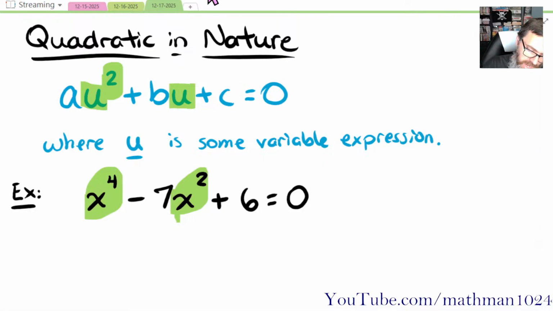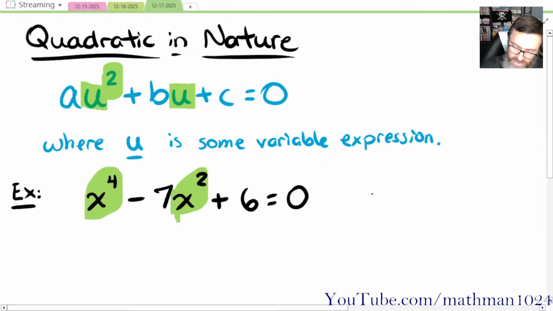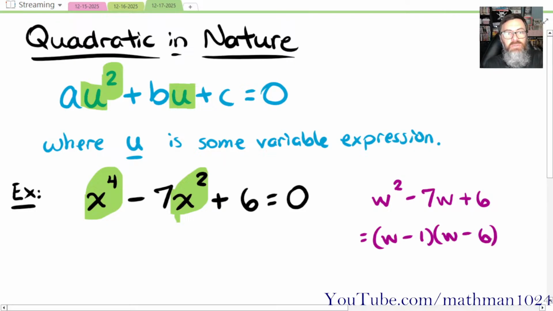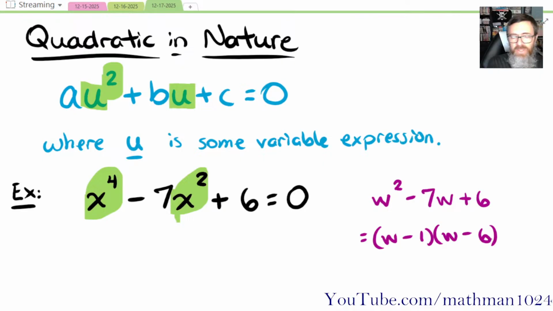Now, I want you to imagine if I had given you this. If I had, let's say, w squared minus 7w plus 6, and I asked you to factor that. Well, I hope that we could see how this becomes w minus 1 times w minus 6, right? No big deal. You take that w squared and you split that up evenly as w times w, and then you work on finding factors of 6 that are going to give you the 7.